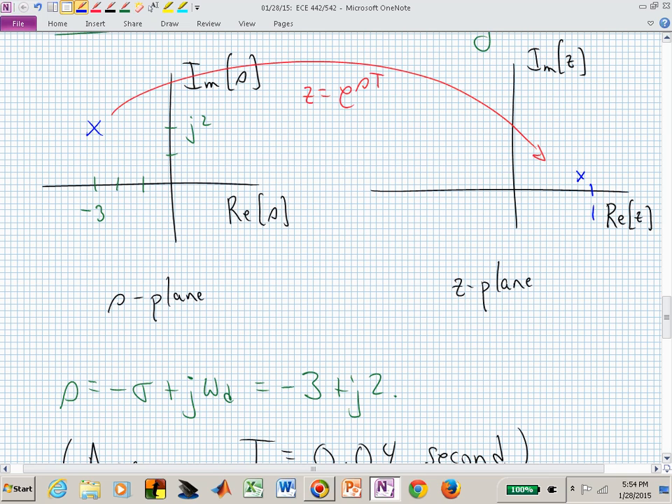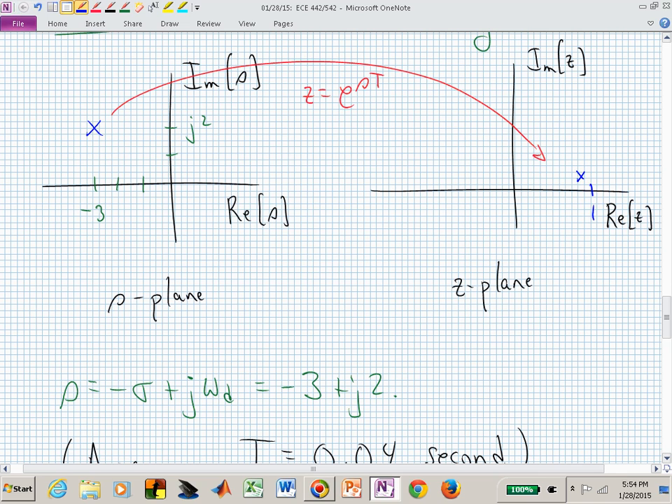Radially, its magnitude is less than 1, isn't it? It has a value of 0.887. That's less than 1, so it's also collapsing. Good. We're consistent. We have stable in the s-plane, we have stable in the z-plane.